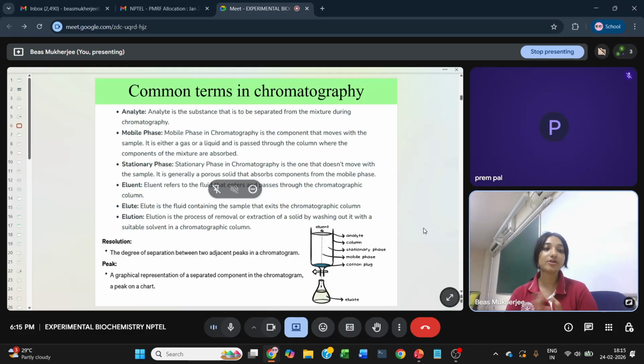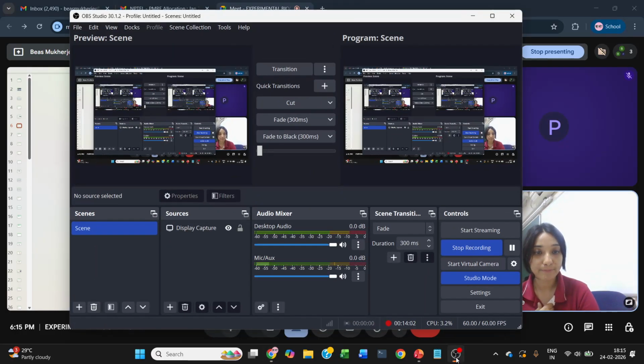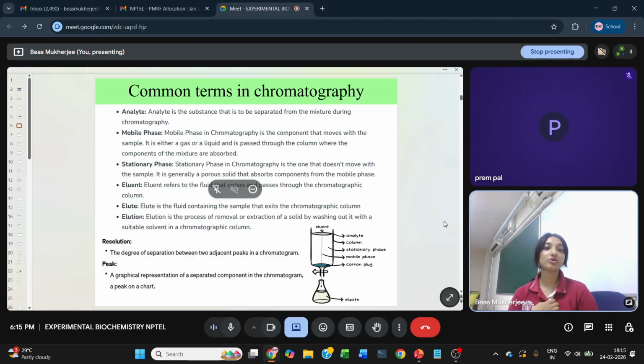Okay, now we will talk about the common terms in chromatography. Firstly, there is analyte. What is analyte? All the things that you want to separate. The analyte is the substance that is to be separated from the mixture during chromatography, right?